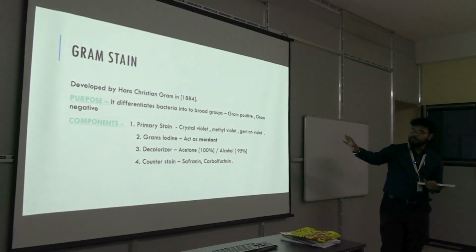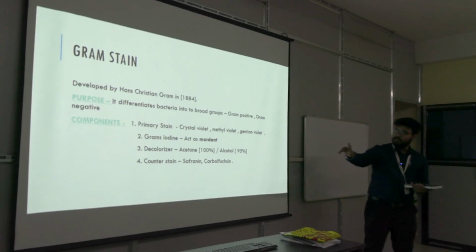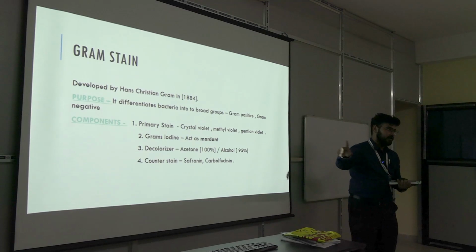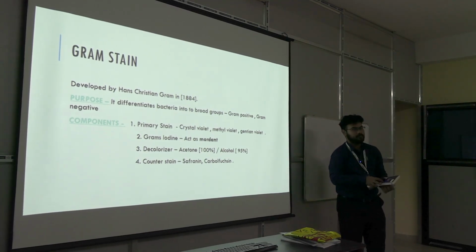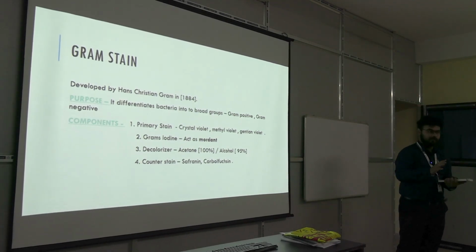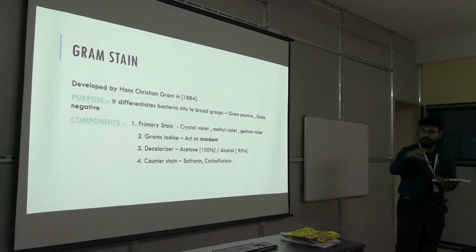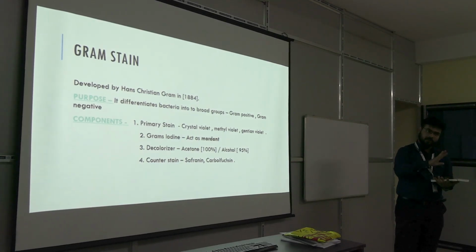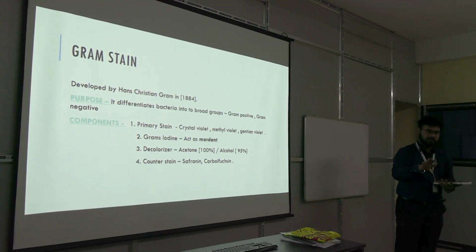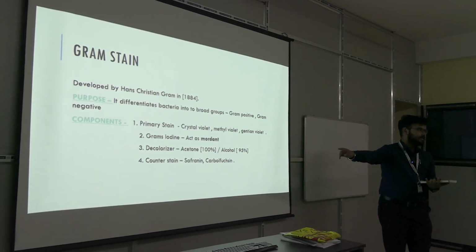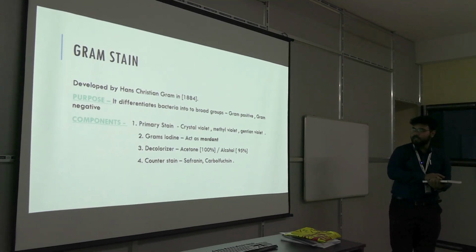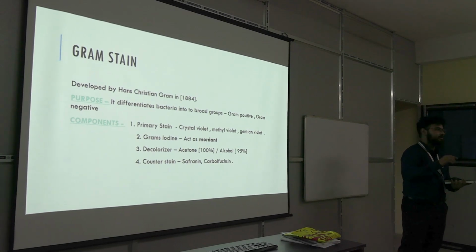It was developed by Hans Christian Gram, 1884. The primary stain is crystal violet. We'll use here gram's iodine, which acts as mordant. What is mordant? It is like glue. Yes, exactly. Iodine helps fix the stain within the cell wall. What did I say? It forms a CVI complex, right? It forms a mordant. Mordant means to keep it stuck. And for decolorizer we use acetone or we can use ethyl alcohol, 95%. And for counterstain, safranin or carbol fuchsin. Here we use safranin.